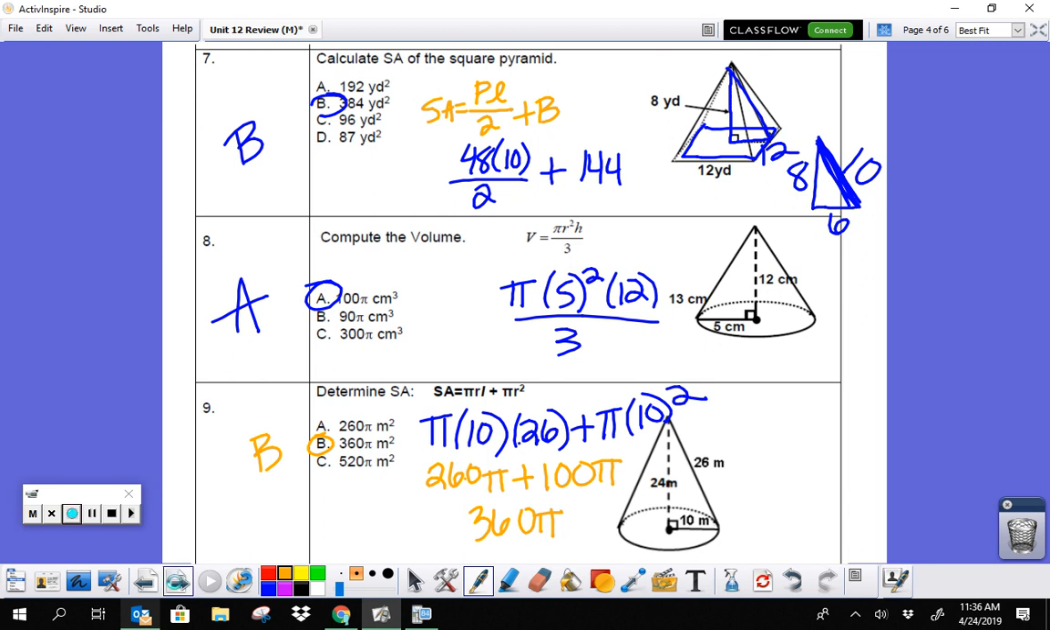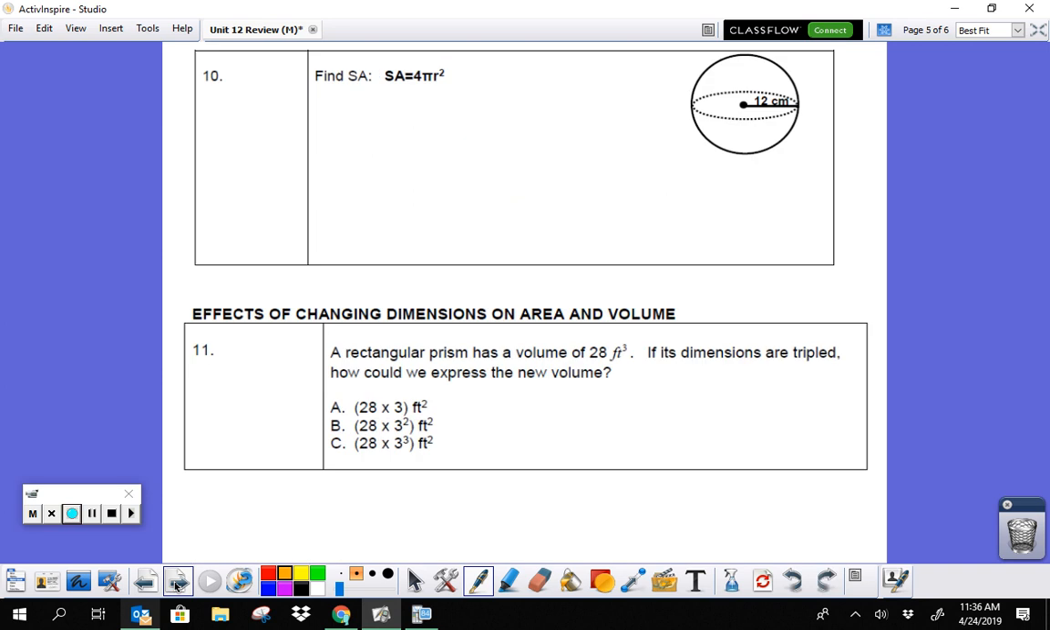Okay, number 10. Find the surface area of this sphere. And again, it has the formula there. So I'm going to have 4 pi. The radius is 12 squared. So that's 4 pi times 144. And if you do 4 times 144, you get 576 pi.